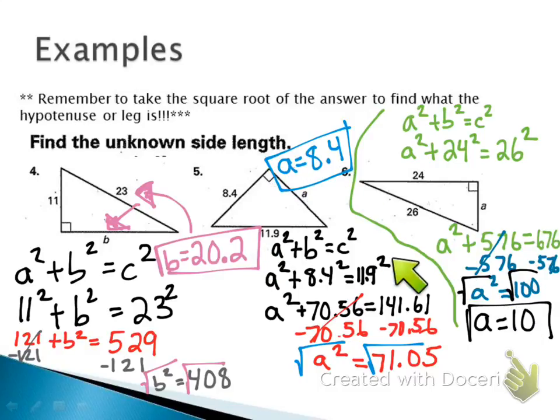Or, if you get a negative in this step before you take the square root, that's also another sign that you set it up wrong. So just be careful on those. Any questions on this?